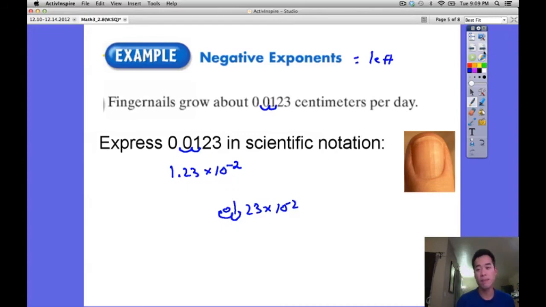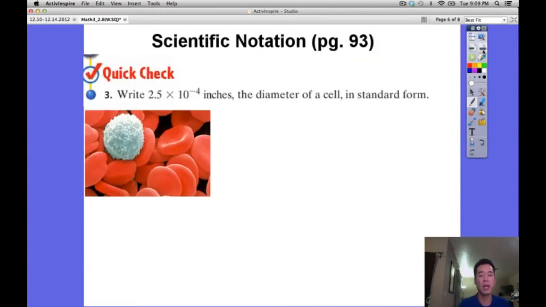You'll get an error. Okay, so if you want to quickly pause the video and try this one by yourself, you can. If not, you can just follow along. So this one says write 2 5/10 times 10 to the negative 4th inch, the diameter of a cell, in standard form. So standard form means, hey, write it out longhand. So here I have 2 5/10 times 10 to the negative 4th.